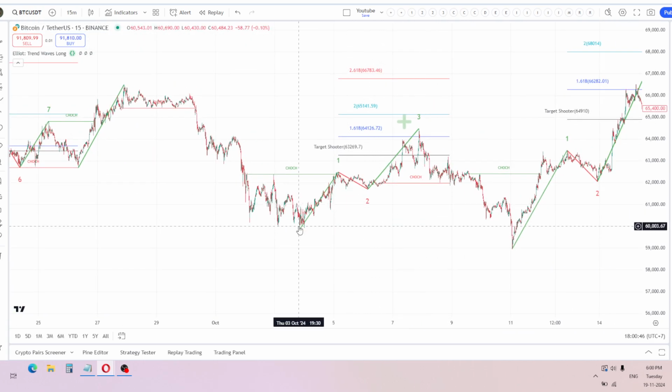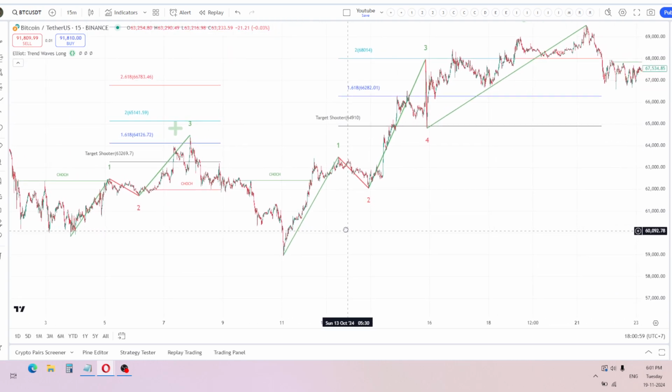Next trade, first wave, second wave, entry, target shooter, first goal, and the rest by the change of character. So this trade is in a plus.